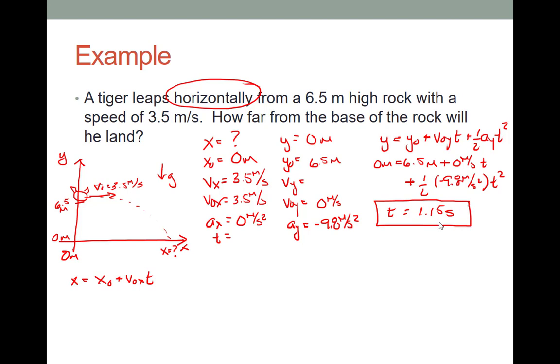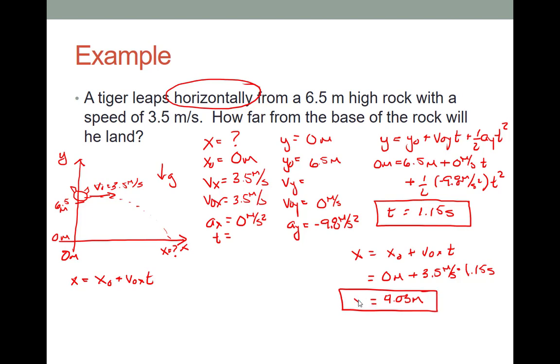Okay, this is an intermediate step I needed to do in order to find the thing I'm actually asked for in this question. To find that, I'm going to use the x equals x naught plus v x t equation. X is what I want to know. X naught I defined as 0. My velocity initial in x is 3.5 meters per second, and my time is 1.15 seconds. And multiplying that out tells me that the tiger lands 4.03 meters from the base of the rock.